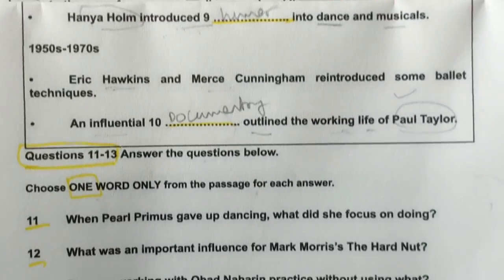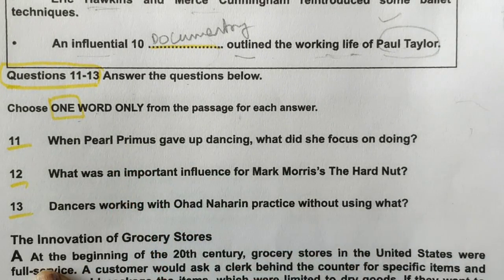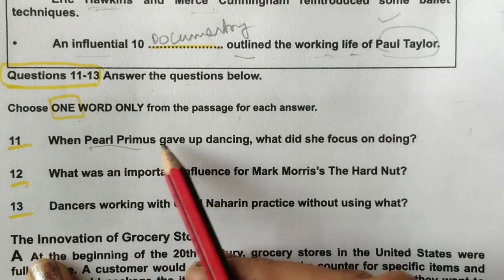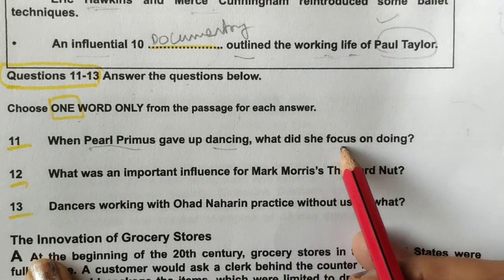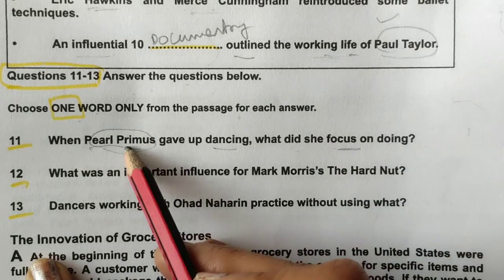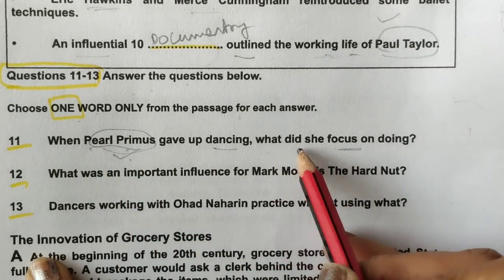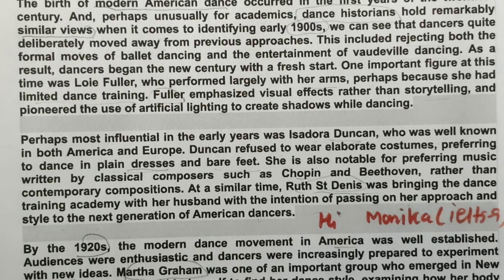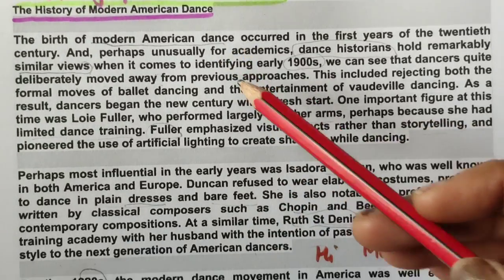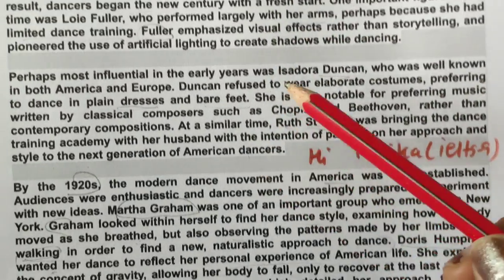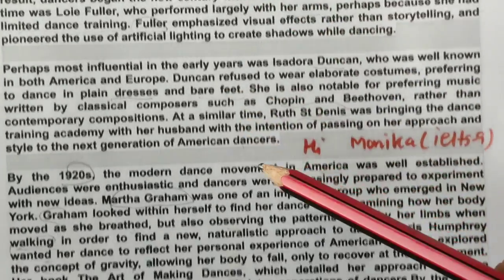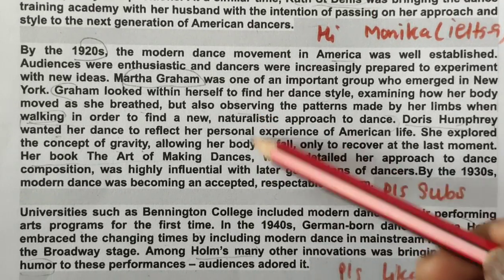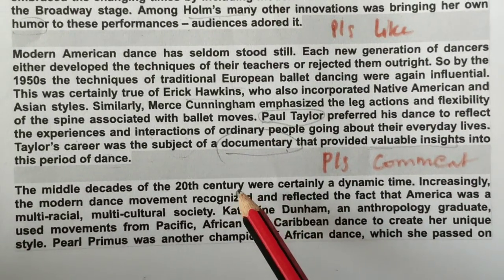Okay, now the next one, choose one word only. This is a one word short answer type question: when Pearl Primus gave up dancing, what did she focus on doing? First I will try to find what she was doing. Till here we have found answers for true, false, not given, and in these three paragraphs the fill in the blanks. Now we will start reading this paragraph.